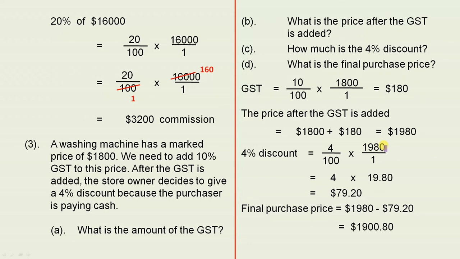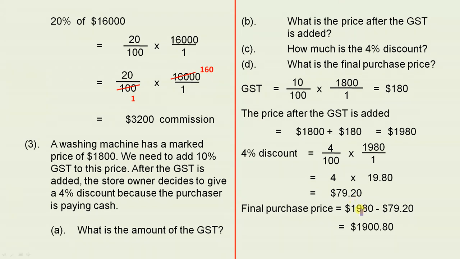For the 4% discount, it's 4 over 100 times 1,980 over 1. So if we divide 100 into there, that gives us $19.80. Remember, dividing 100 into any given quantity, just move the decimal point 2 places to the left. So that's really 4 times $19.80, and that's $79.20. So that's the discount. So the $79.20 has to be taken off the 1,980 because that's the discount.